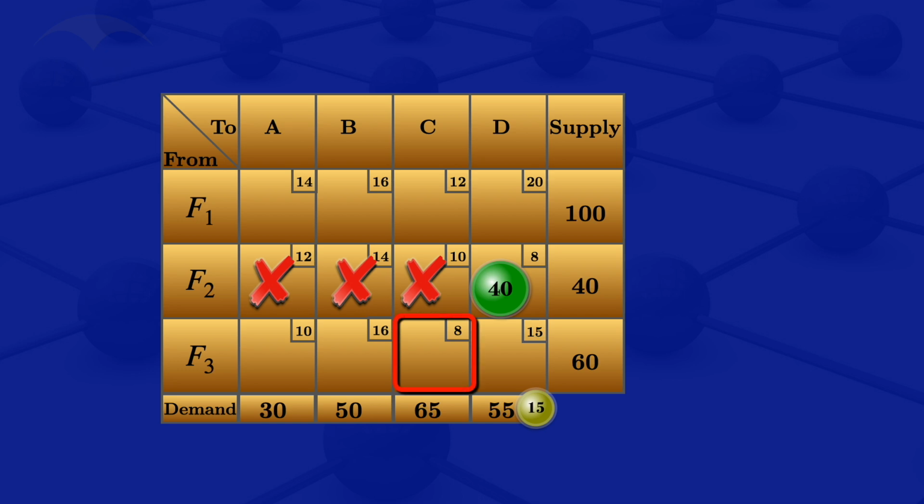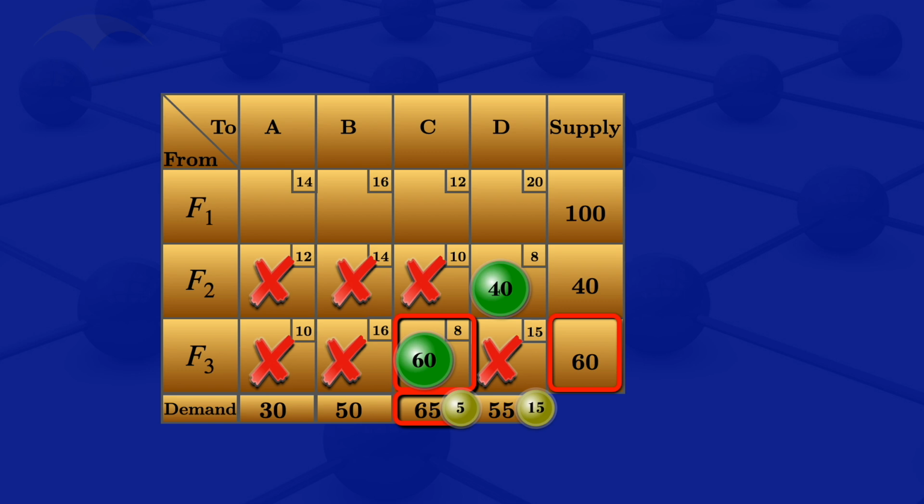We move on to the next cell with the least cost, which is this cell, and we compare the supply and the demand. Comparing 60 and 65, the minimum of the two values is 60, so we allocate 60 units to this cell. We have met the supply for row F3, so we cancel out these cells to indicate we can no longer allocate. We adjust the demand by subtracting these 60 units from 65, and we have a 5.